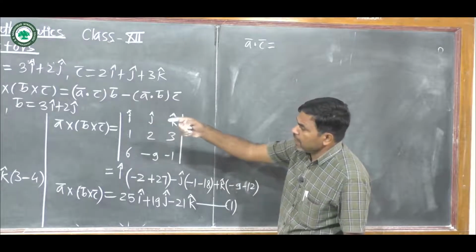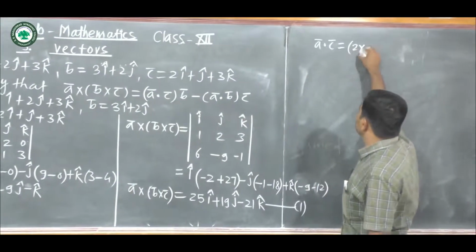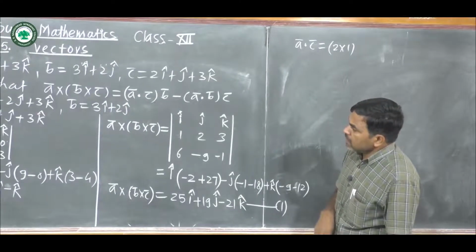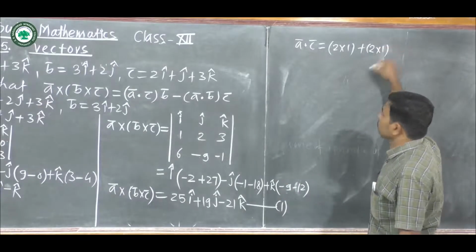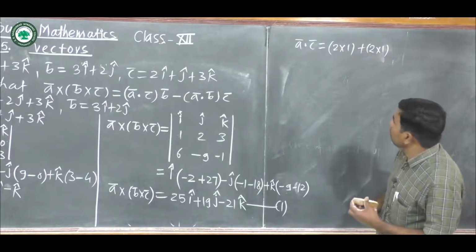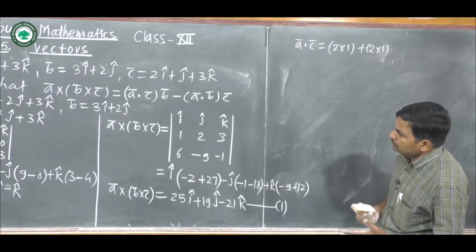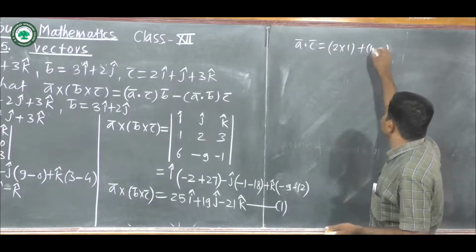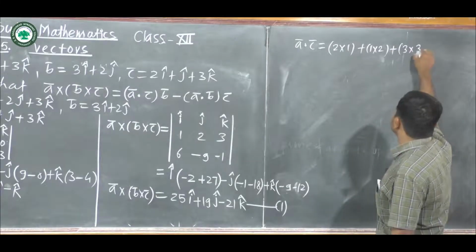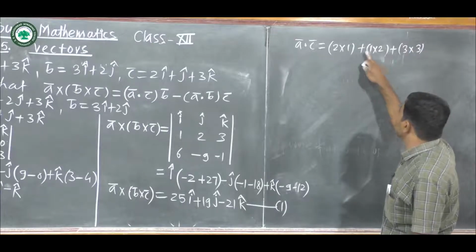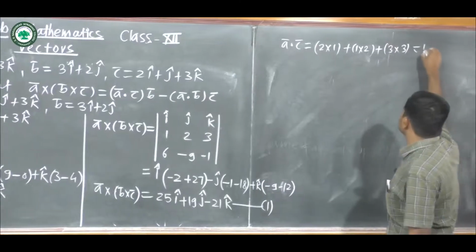We know how to find the dot product of any two vectors if they are given in the form of i j k. That is 2 into 1 plus 1 into 2 plus 3 into 3. That is 2 into 1, 2, plus 1 into 2, 2, 2 plus 2 is 4, plus 3 into 3, 9, so 9 plus 4 is 13.